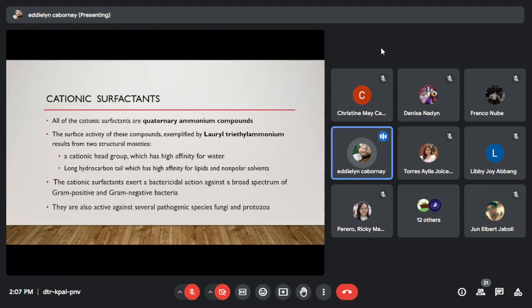and non-polar solvents. So the cationic surfactants exert a bactericidal action against a broad spectrum of gram-positive and gram-negative bacteria. They are also active against several pathogenic species, fungi, and protozoa.